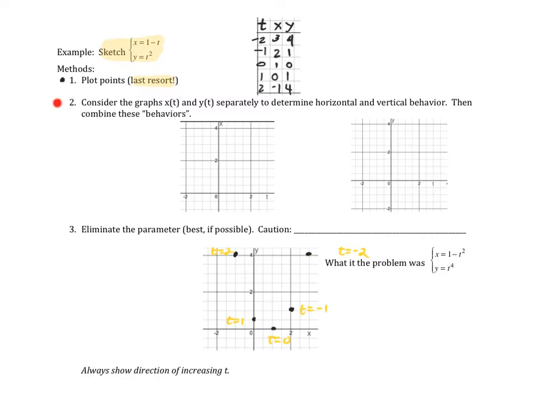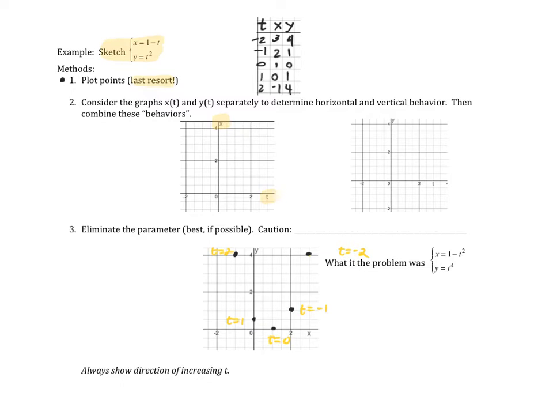Another method, and this is a pretty interesting approach that is actually going to become very useful as we go on, is to look at the graphs of x of t and y of t separately. What I mean by that is this equation here, x equals 1 minus t. If I just look at that, x as a function of t, notice here I'm looking at the t-axis and the x-axis. So x as a function of t. And I draw that graph.